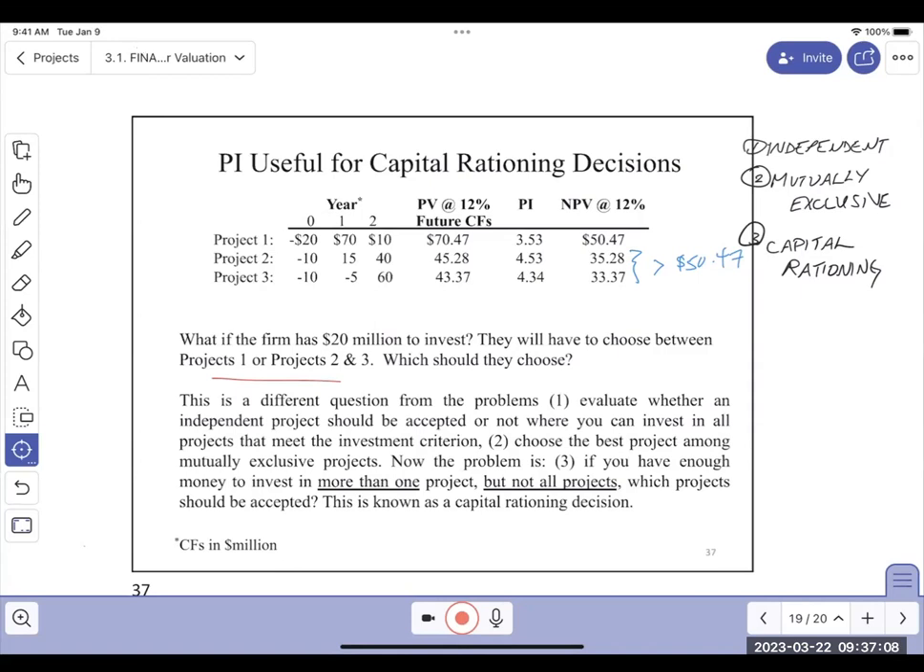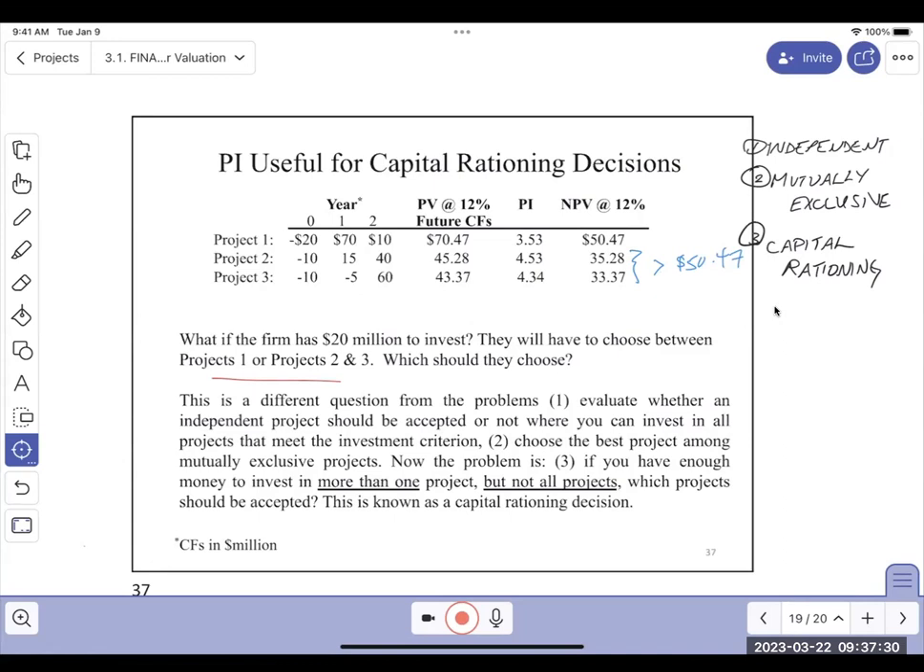I need some feedback. You should choose projects 2 and 3. They're much better, based on the PI, also the NPV. Oh my God. All right, we'll just continue then.